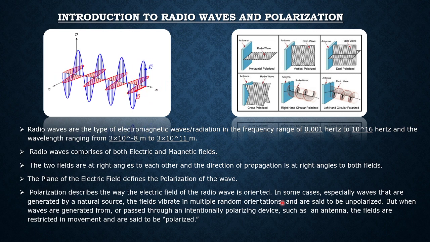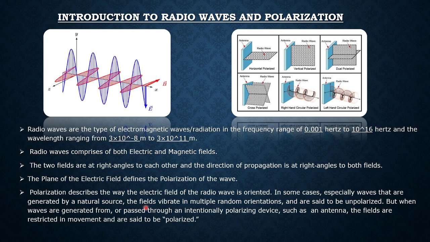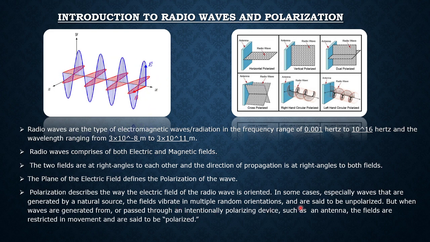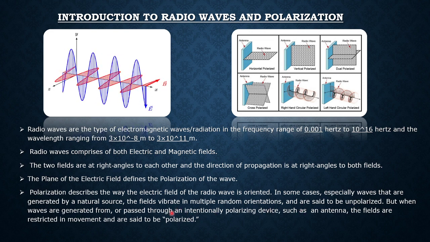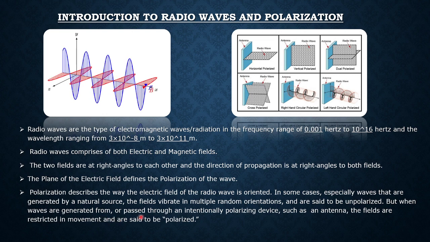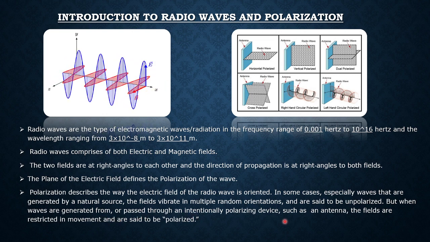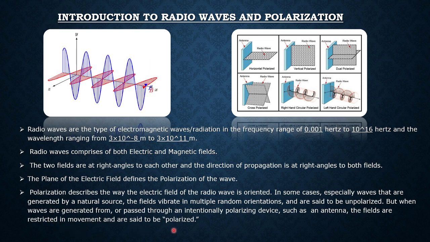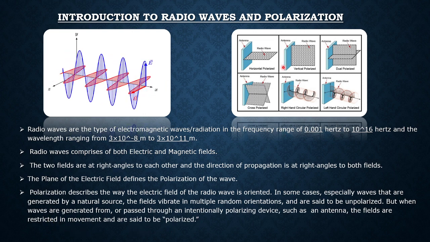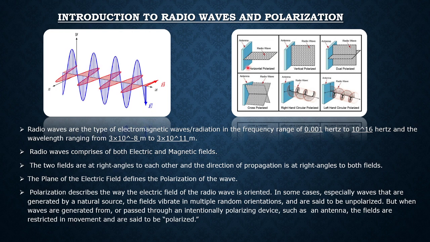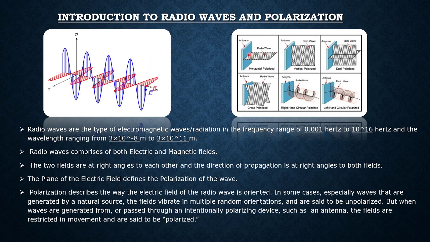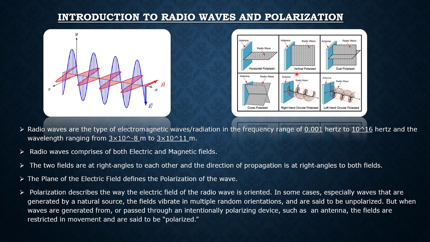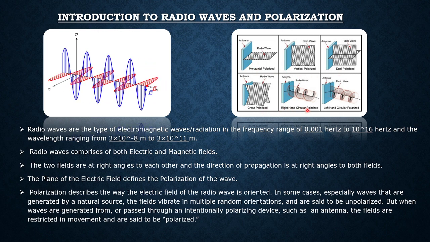In some cases, especially waves that are generated by natural sources, the fields vibrate in multiple random orientations. They are said to be unpolarized. But when the waves are generated by or pass through an intentionally polarizing device such as an antenna, the fields are restricted in movement and are said to be polarized. You can see the antenna here, fixed, and how it is polarizing the radio waves: horizontal, vertical, dual, cross, right circular, and left circular.